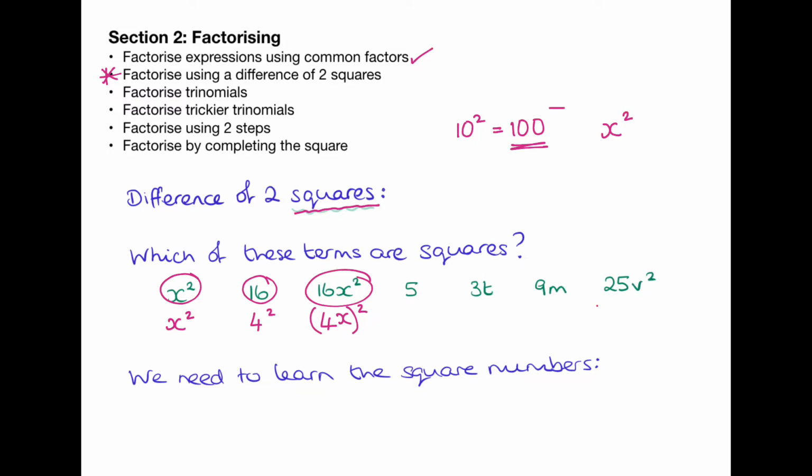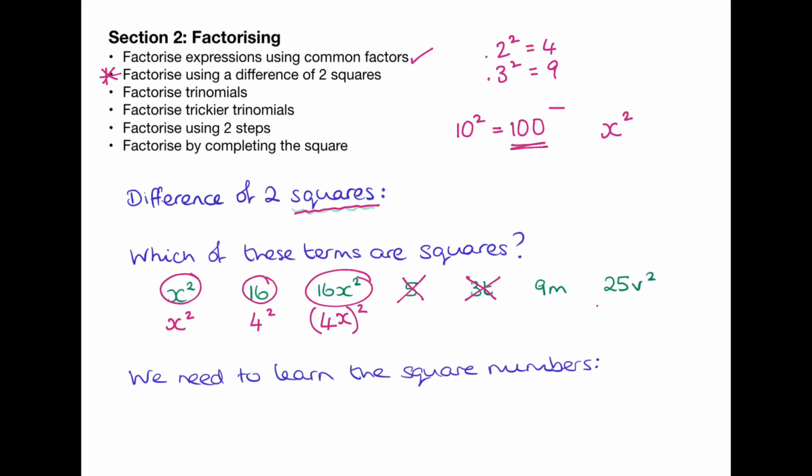On to the next one. So is 5 a square? Well, it's not, because 2 squared is 4, and 3 squared is 9. So it must be a number in between 2 and 3 that would give you 5 if you squared it, and we don't have any whole numbers in between 2 and 3. So 5 isn't a square. In the same way, 3 is not a square because you can't square something to get it, and t is not a square either.